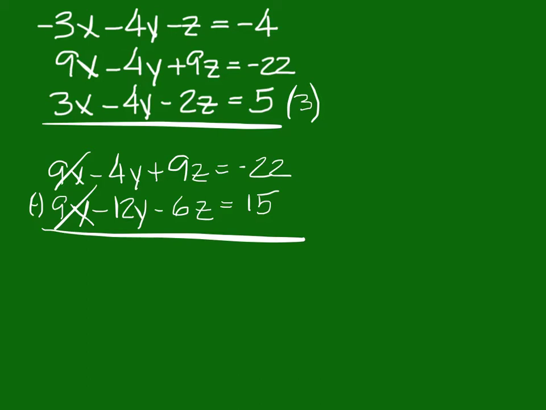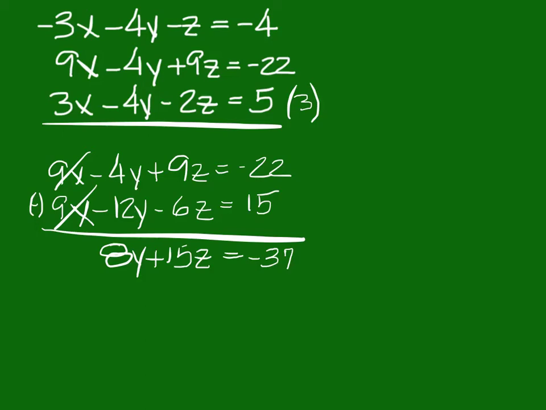So now we have to go back through and do negative 4 minus a negative 12. Negative 4 minus a negative 12 is a positive 8. 9 minus a negative 6 is a positive 15. And then negative 22 minus 15 is a negative 37. You should write that one down and hold it for another spot. 8y plus 15z equals a negative 37. Now, what two equations do we have to look at next?